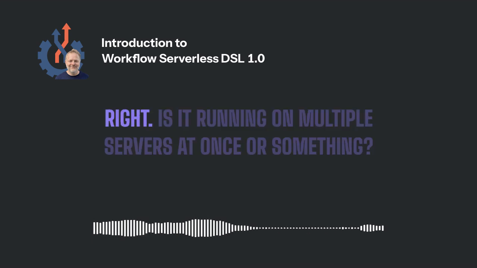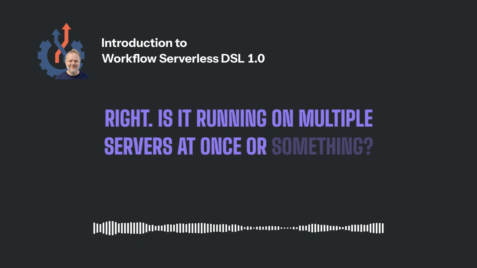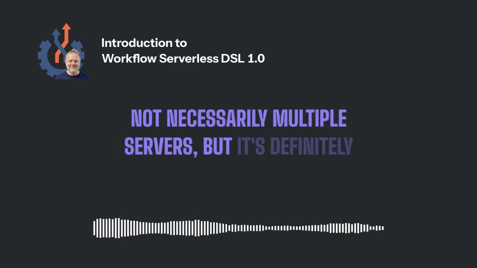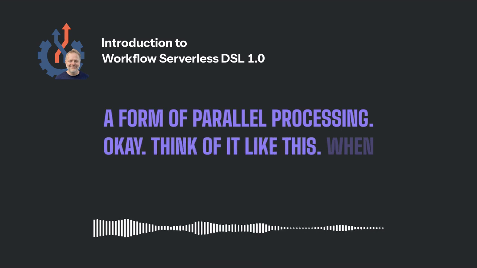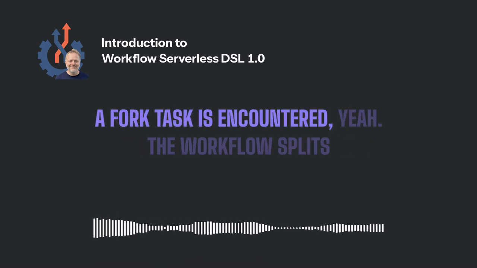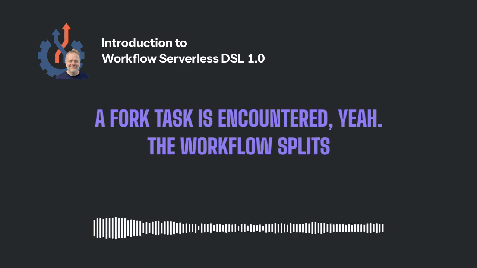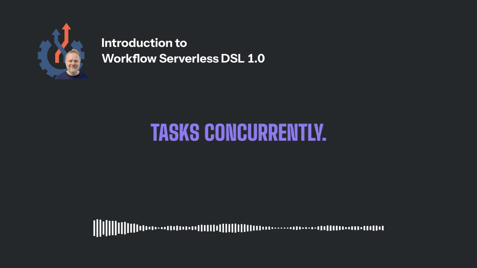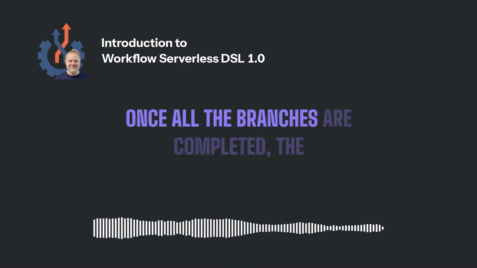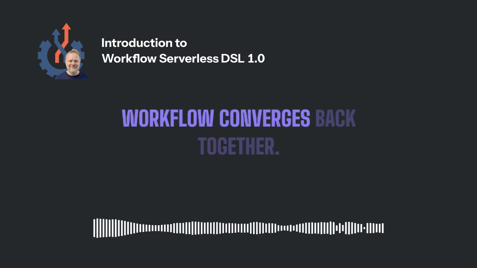How does that actually work? Why? Is it running on multiple servers at once or something? Not necessarily multiple servers, but it's definitely a form of parallel processing. Think of it like this. When a fork task is encountered, the workflow splits into multiple branches, each running its own set of tasks concurrently. Once all the branches are completed, the workflow converges back together.